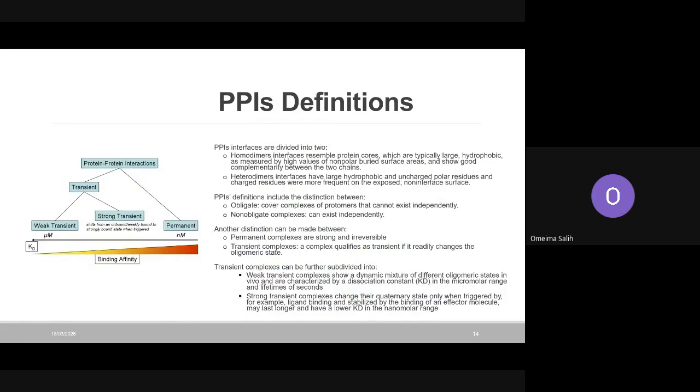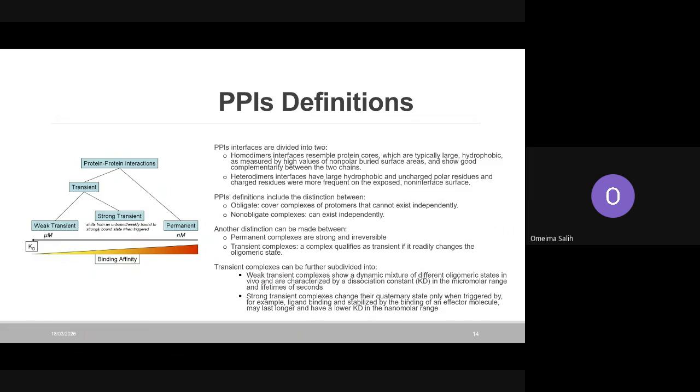So when we say homodimers or homo-oligomeric or hetero-oligomeric, we are talking about the resemblance of the protein cores of the two interacting proteins. If the area of the interaction is more similar, typically large hydrophobic amino acids, then this leads to non-polar buried surface areas. So this shows good complementarity between the two chains.